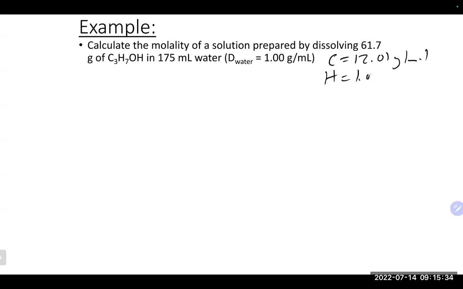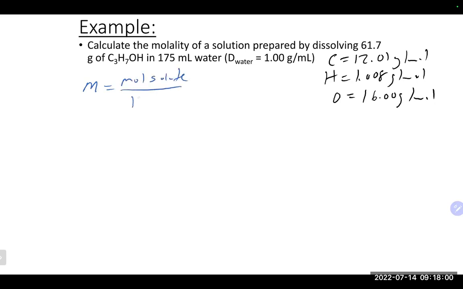Hydrogen 1.008 and oxygen 16. All right, take a minute to see what you come up with here. Okay, so again, molality, which is little m, is our moles of solute divided by our kilograms of solvent. And in this case, since we're dissolving this guy, which would obviously be a solid, that would then be our solute. Once again, here, water would be our solvent.